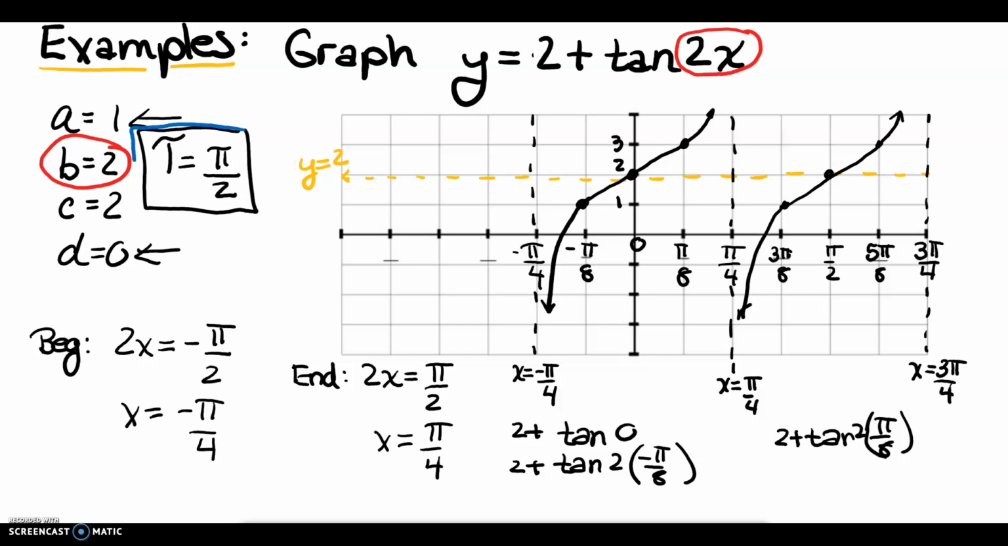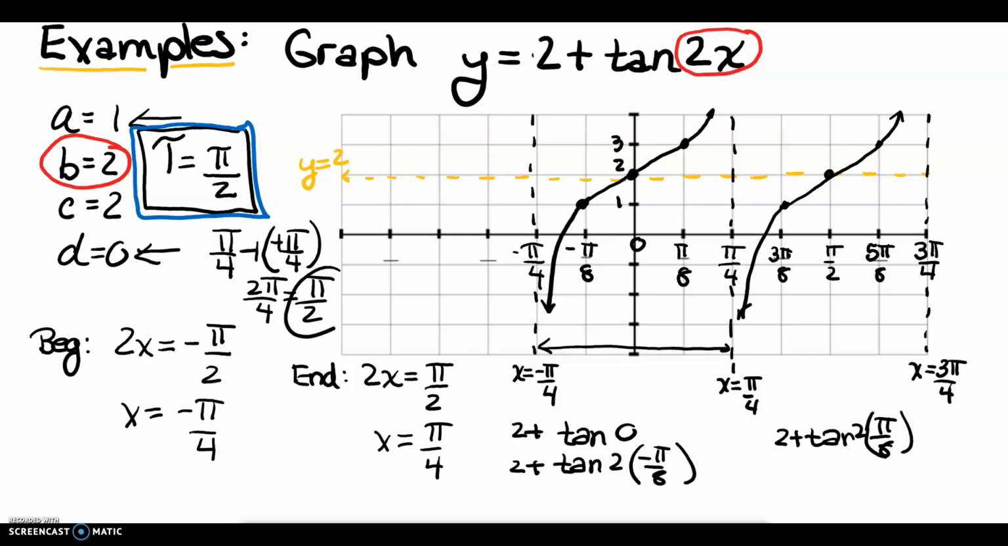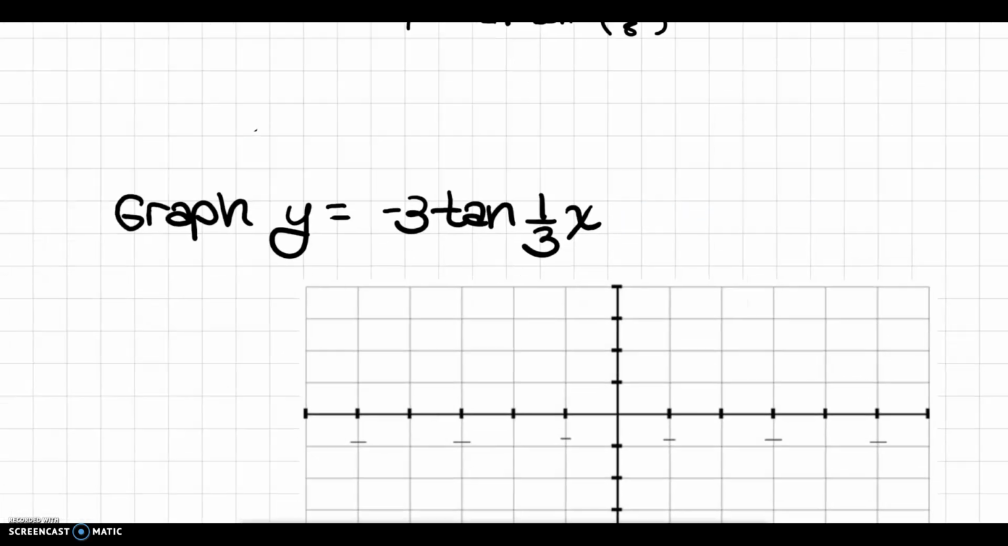So if I calculate the width between my asymptotes, how do I calculate that? I take my ending point and subtract my beginning point. Pi over 4 minus a negative pi over 4 gives me 2 pi over 4, which equals pi over 2, and you notice that equals my period. All right, so let's go ahead and move on to the next example.